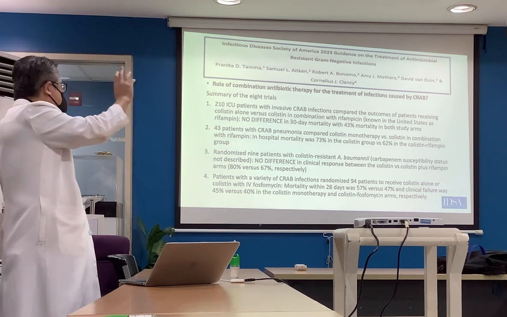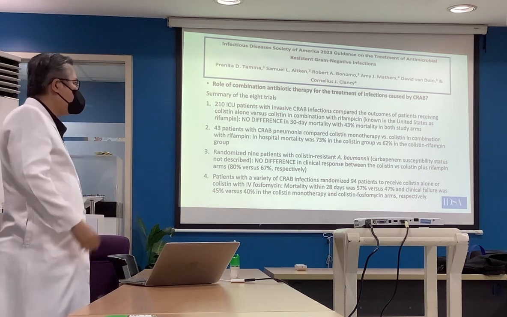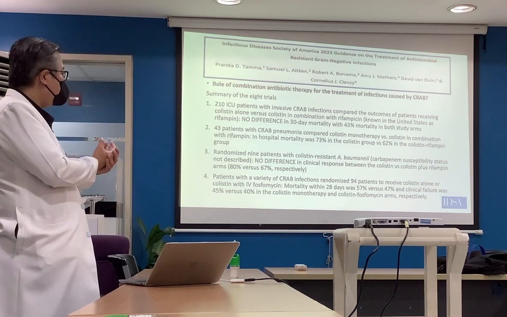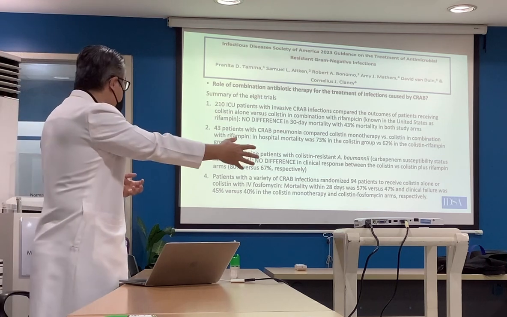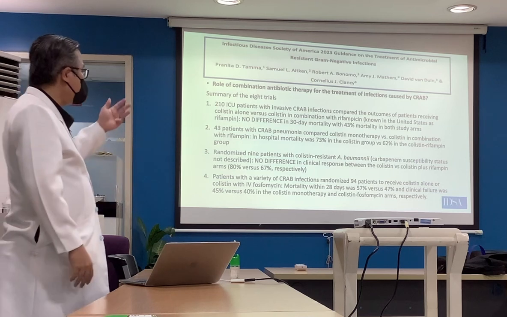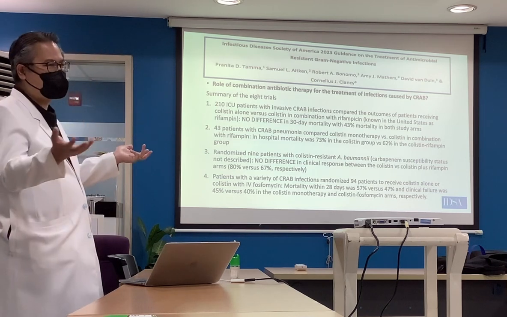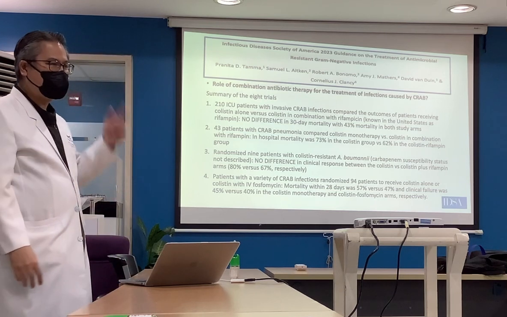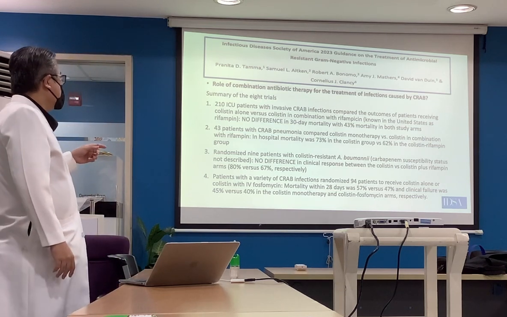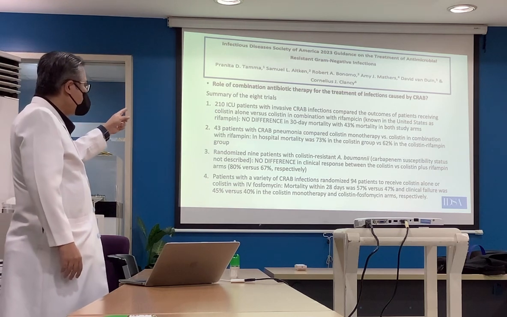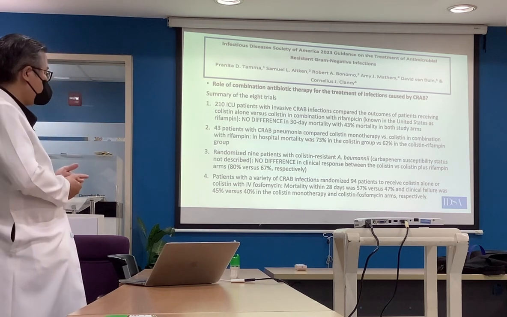So the first study, 210 ICU patients with invasive CRAB, compared the outcomes of patients receiving colistin alone versus colistin plus rifampicin. No difference. So in that case, colistin is better, I mean, it's colistin alone, because having two antibiotics increases adverse effects. Pero cancer mortality, 43%.